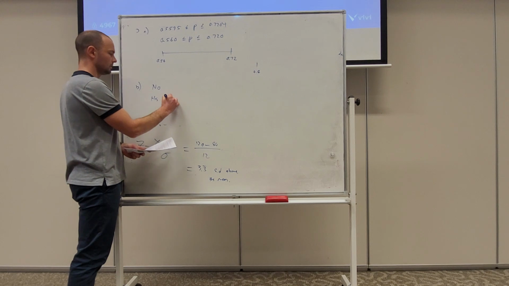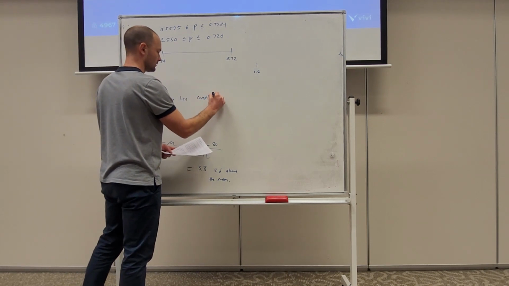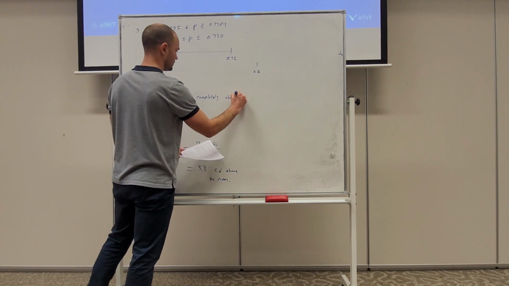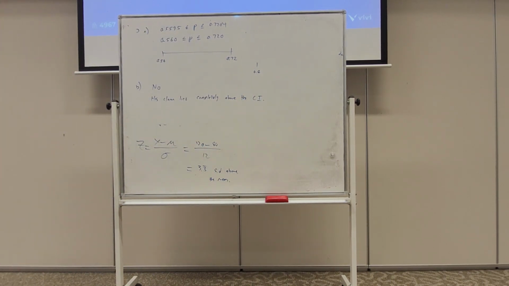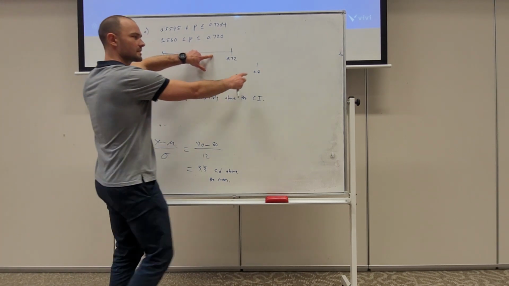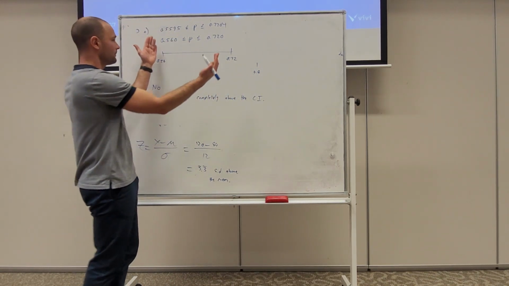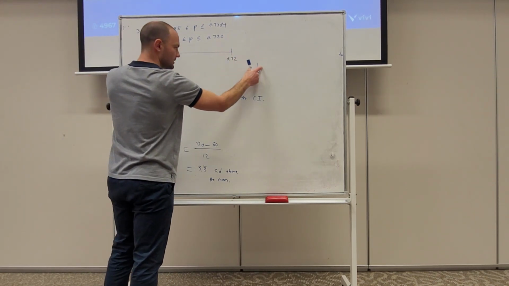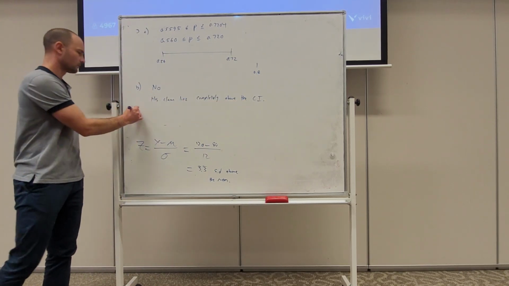His claim lies completely above the confidence interval. Okay, so the justification is his claim is outside the confidence interval. Therefore, the confidence interval that we've produced doesn't support this claim. The confidence interval says we're 96% confident it's somewhere in here. His claim is outside of the domain of our confidence interval.